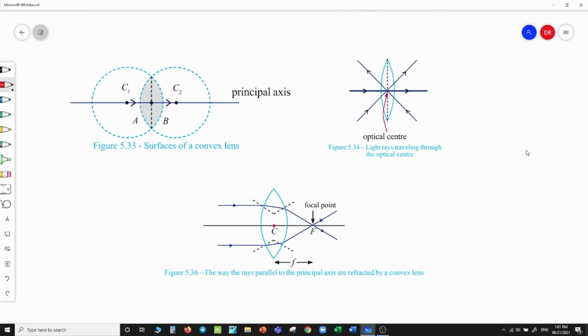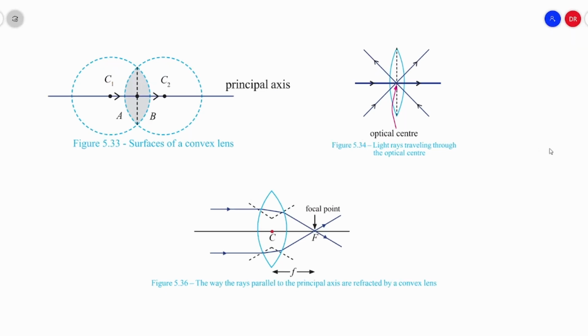To start the discussion of lenses, we need to know some very basic things about lenses. First, you need to understand what the principal axis, the optical center, and the focal point of a lens are. Today we are going to discuss convex lenses.